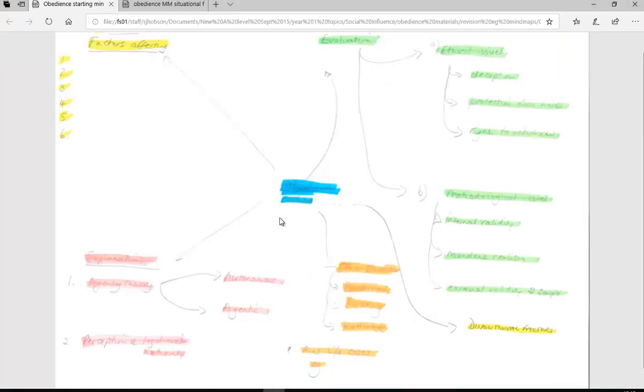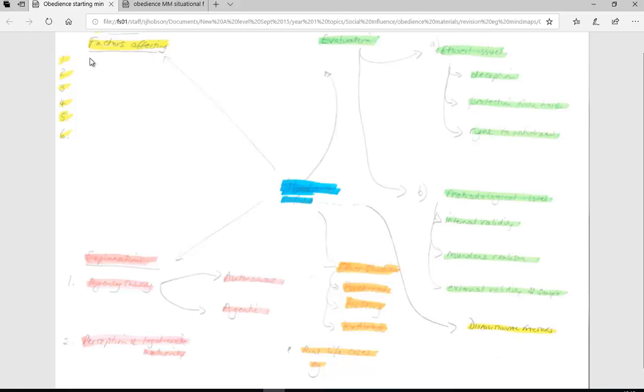Okay, don't worry that it's a little bit unclear at the moment. I'm going to talk you through each section, but roughly we're going to have a definition, we're going to have factors affecting, explanations, evaluation, ethics and methodology, other studies in real life, and dispositional factors all on here.